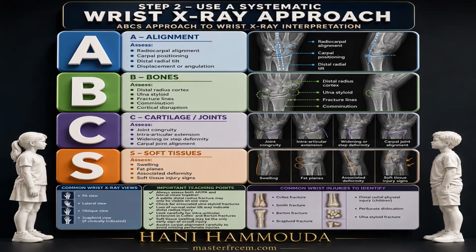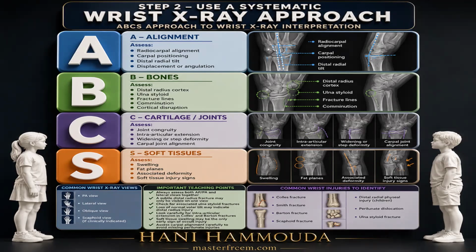Then we will talk about the bones. We will discuss all the cortex of the distal radius, the ulnar styloid process, and fracture lines if we find any. We will also look for comminution and cortical disruption if we find any.